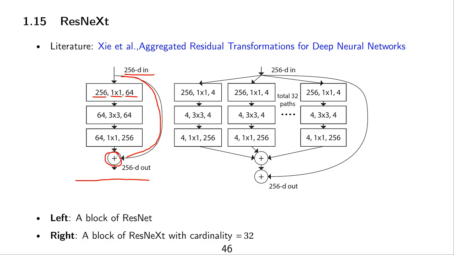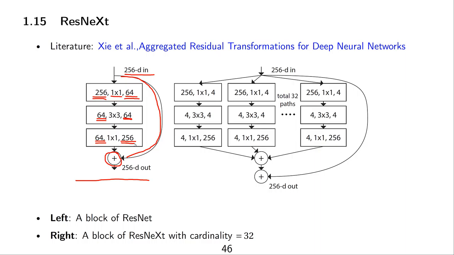So the first layer here, the purpose is to use one by one convolution to reduce the number of channels from 256 to 64. Then we perform a 3x3 convolution. So we have 64 input channels and the same number as output channels. Finally, in the third layer here, we do one by one convolution for a dimension expansion. So we have 64 channels as input and 256 channels as output.